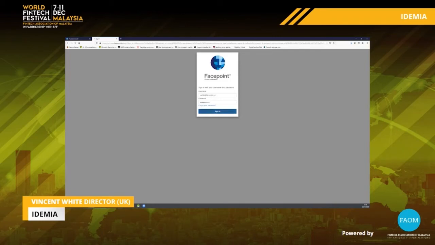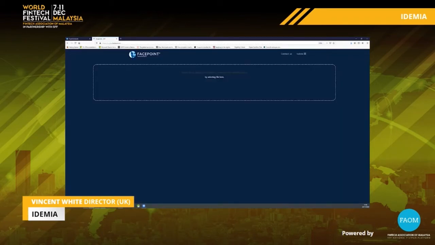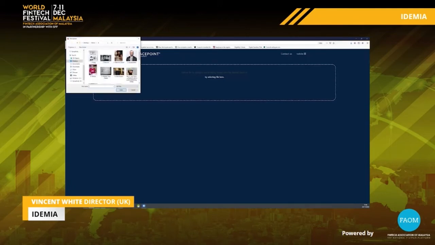This is the Facepoint online interface. For higher volume batch checks, we would use the API, which is capable of up to 1,000 checks per second. But there are several use cases for the online platform, including taking the higher risk or difficult cases that result from the text-based matching process.